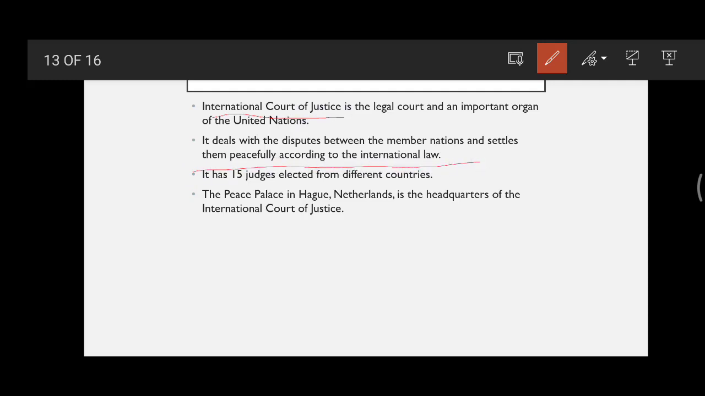And how many judges are there? There are 15 judges elected from different countries. Actually, they are elected generally by the member states, and this is at the Peace Palace, Hague, in Netherlands. So this court is situated at this particular place, and this is the headquarters of the International Court of Justice.